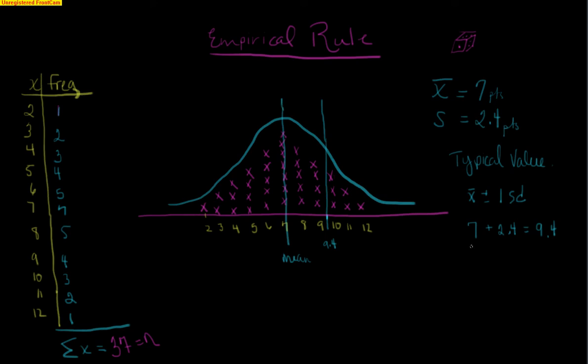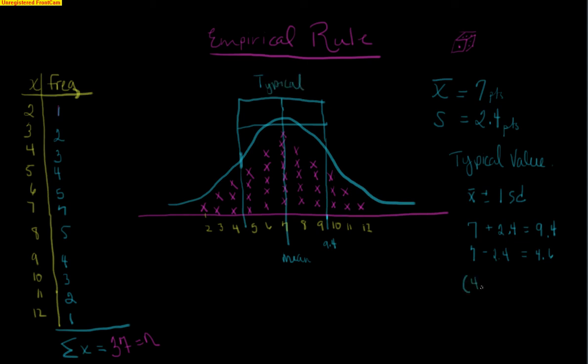And if I do the other side, 7 minus that 2.4, we end up getting 4.6 for that lower boundary. I'm just going to plot that as best I can. So here's 4, 4.6 is right about here. Yep, there we go, right about there. And so here's kind of our plot. Here's kind of our box. This is our typical range right in here.